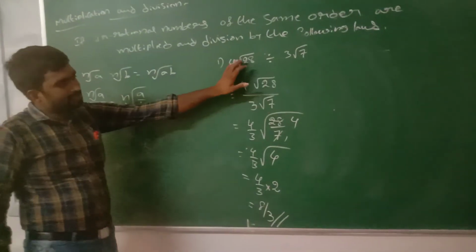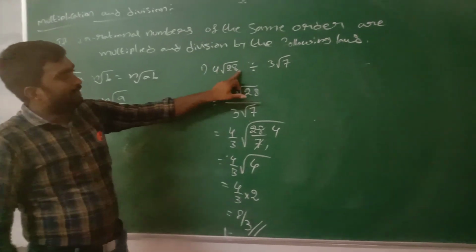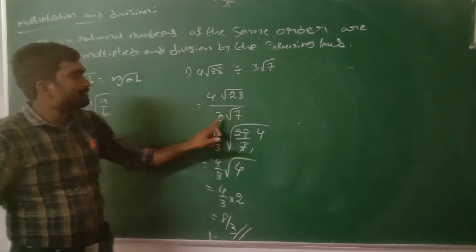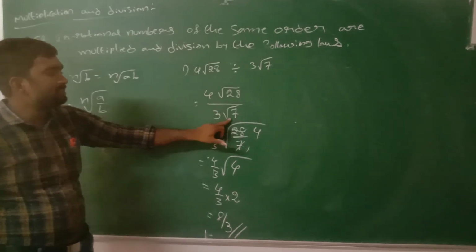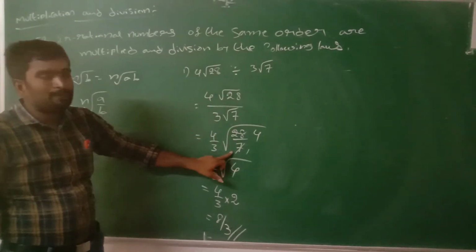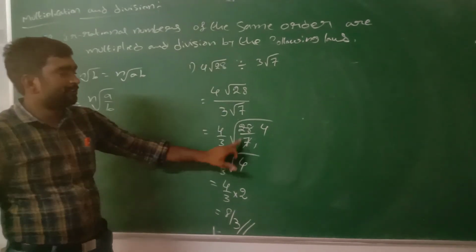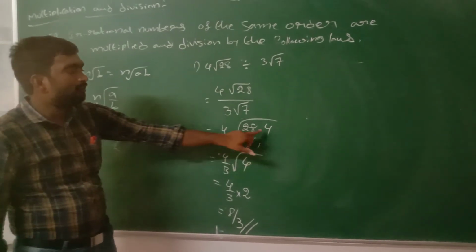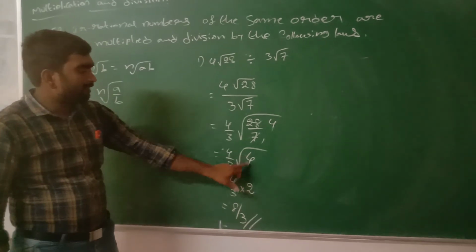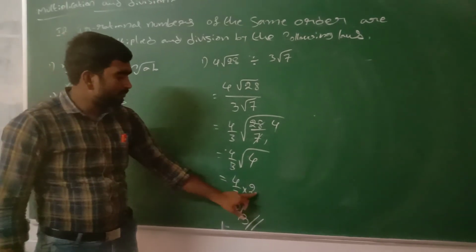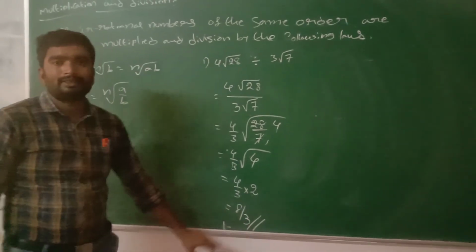So once again, 4 root 28 divided by 3 root 7. Root a by root b is equal to square root of a by b. So 4 by 3 into root of 28 by 7. It will cancel: 7 ones are 7, 7 fours are 28. So root 4 value is 2. So 4 by 3 into 2 is equal to 8 by 3.